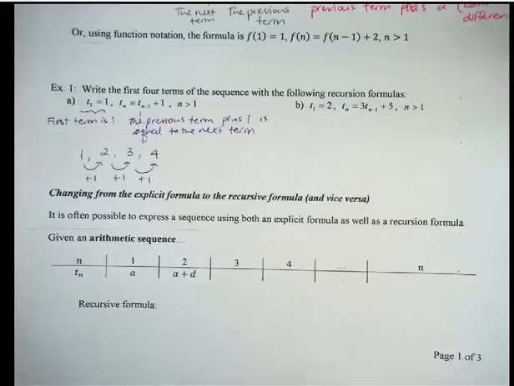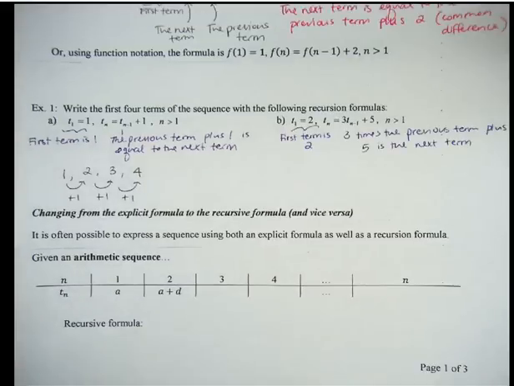Try the next example on your own. Pause here. For example B, the first term is 2, and 3 times the previous term plus 5 gives us the next term. So use that formula to figure out the first 4 terms in the sequence.